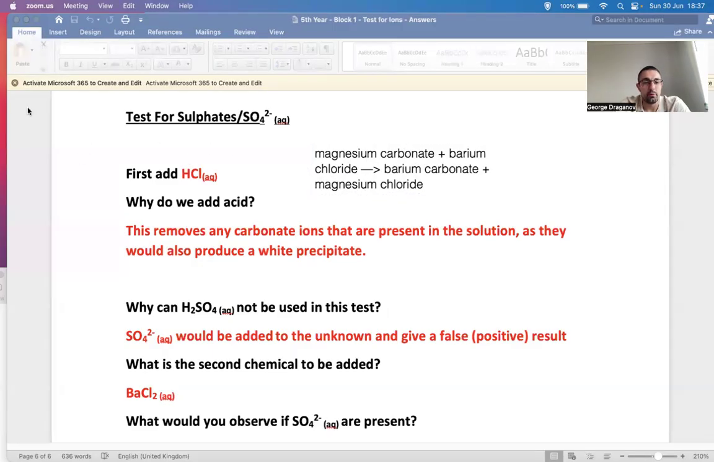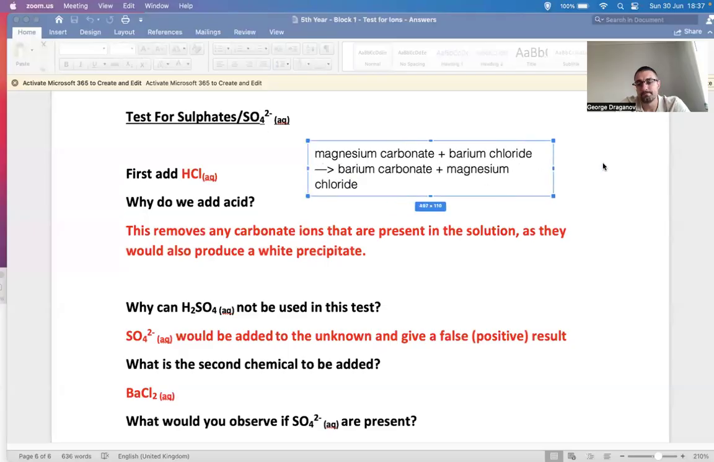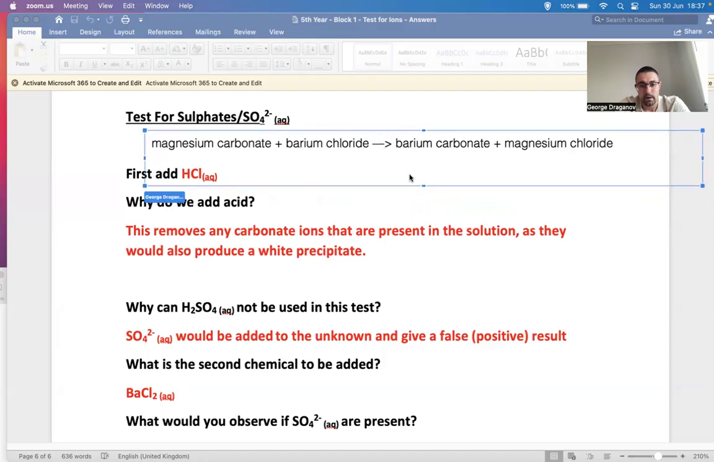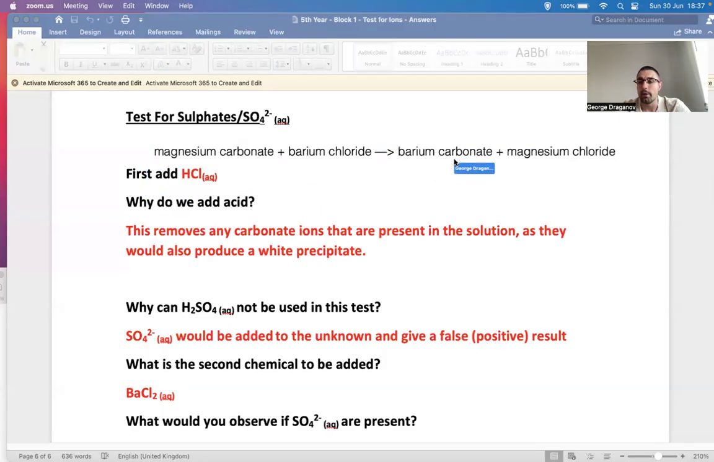Now you've got yourself a problem, because this barium carbonate will be a white precipitate. But in your head, you think, if I add barium chloride to a sulfate, it forms a white precipitate. So you see, that's what a false positive means. It means you'll get a white precipitate, but it won't really be for what you expect. It won't be the sulfate.